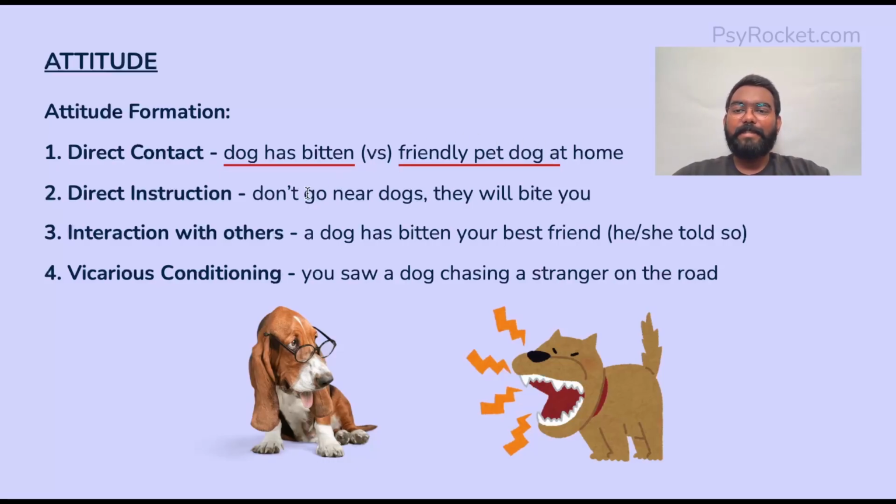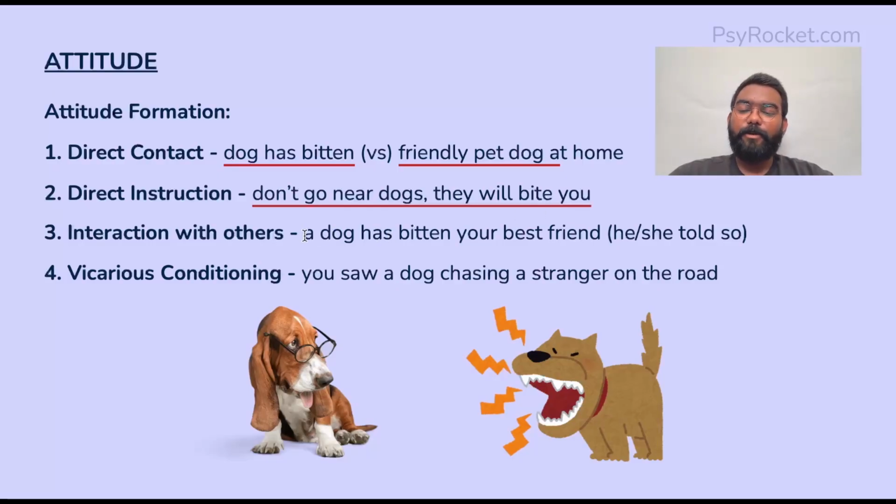Then there is direct instruction. Suppose your parents tell you, don't go near dogs, they will bite you. Because of these direct instructions from your parents, you might form an attitude that dogs are dangerous or that dogs might bite you.